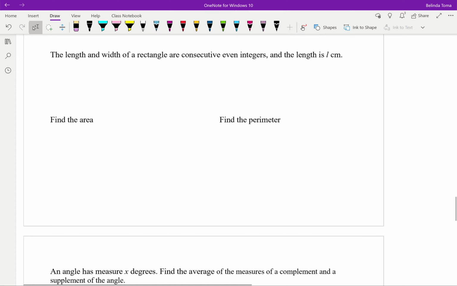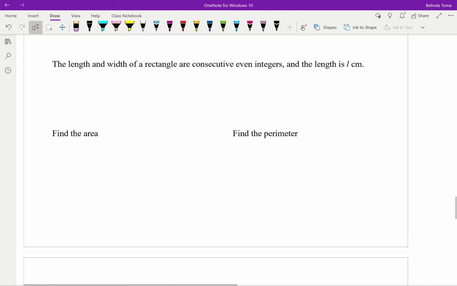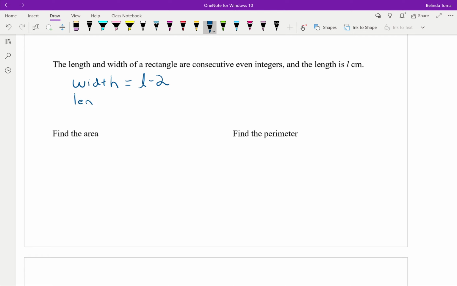All right, so here we have the length and width of a rectangle are consecutive even integers, and the length is L centimeters. So consecutive even integers, the length is L, so they've told us that we don't have a choice. Remember, our width is our smaller of the two. Width is smaller than length. So if they're consecutive even integers and we know that the length is L, then the width would have to be 2 less. So I'm just going to, again, even though it was defined in the question, put our length here. So we know the two sides, and we just want to review some formulas.